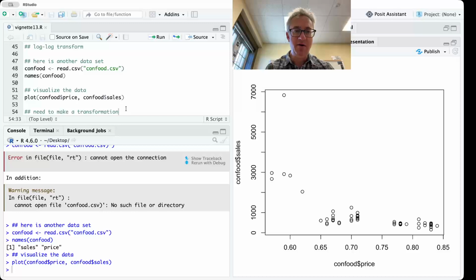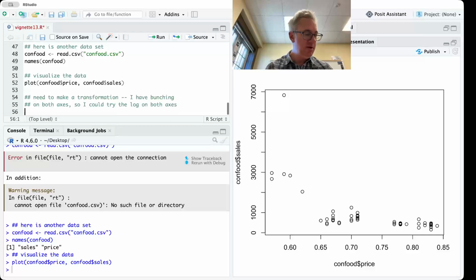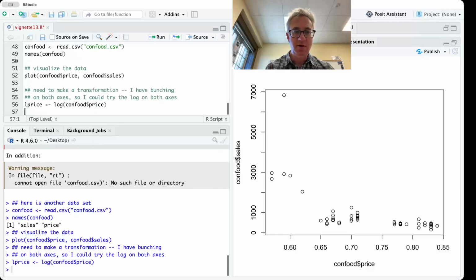So I'm going to write that out here. So I have bunching on both axes, so I could try the log on both axes. Okay, so what I mean is I'm going to do L price is log of food price, and L sales is log of food sales.